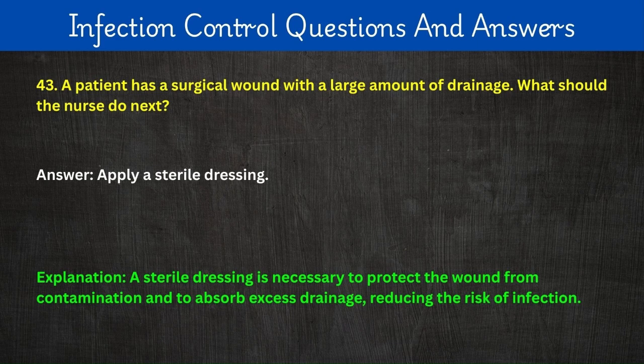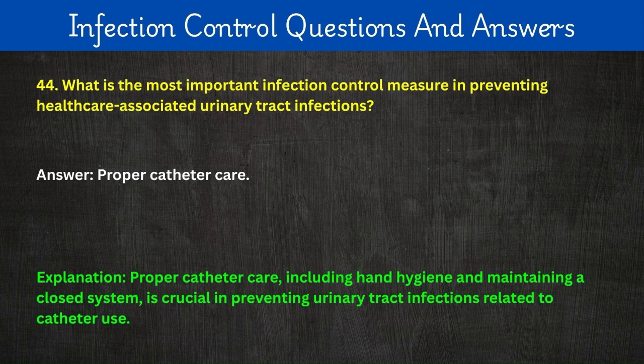What should the nurse do next? Answer: apply a sterile dressing. Explanation: a sterile dressing is necessary to protect the wound from contamination and to absorb excess drainage, reducing the risk of infection. 44. What is the most important infection control measure in preventing healthcare-associated urinary tract infections?